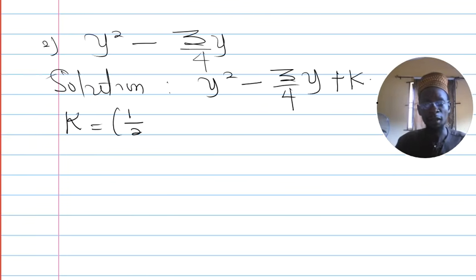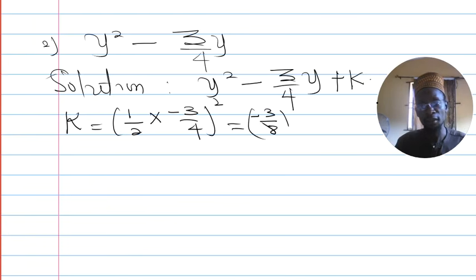Half of what? The coefficient of y, which is minus 3 over what? Minus 3 over 4. Everything squared. This one will be what? Minus 3 over 8, right? Everything squared. That is, we have 9 over 64. So 9 over 64 must be added to make it a perfect square.